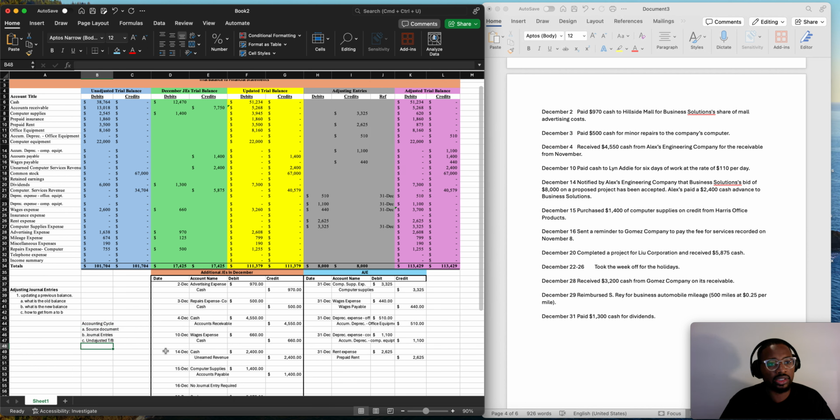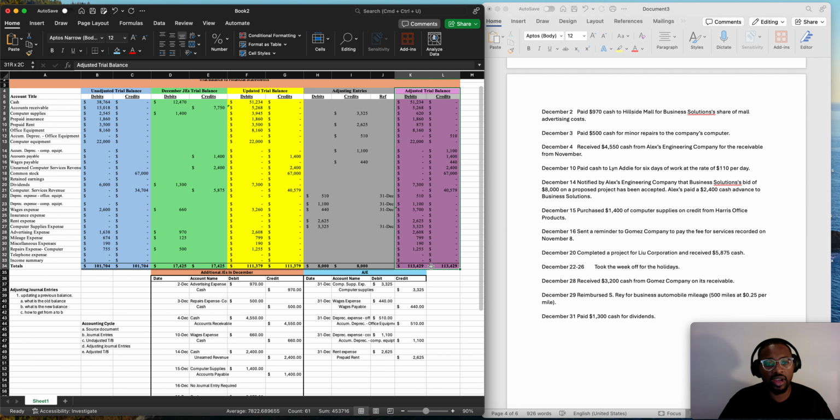Once you're done with the unadjusted trial balance, you're then going to do what we're about to do in a moment, which is called adjusting journal entries. Okay, adjusting journal entries are what we're going to go over in a minute. So that's where it stacks up in the accounting cycle, right? So after we do adjusting journal entries, we're then going to do what is called an adjusted trial balance, right? An adjusted trial balance. We'll talk about that at the end of this video.